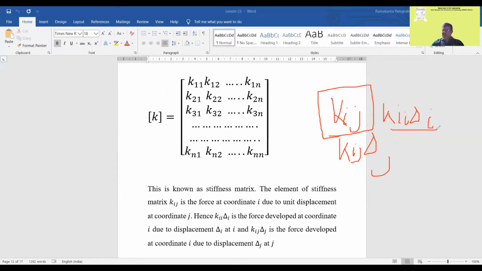Kii delta i means if you are giving a displacement at the ith coordinate, then what is the force developed at i. That is Kii delta i. And Kij delta j means the force developed at coordinate i due to the displacement delta j. So this is the stiffness matrix that we discussed in the last class, and we'll continue the details on this in this class.